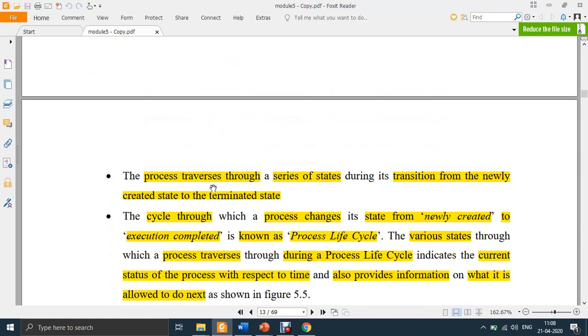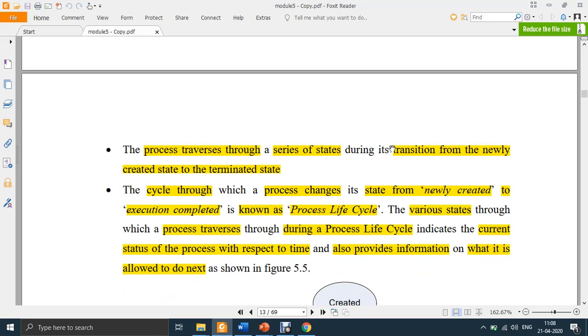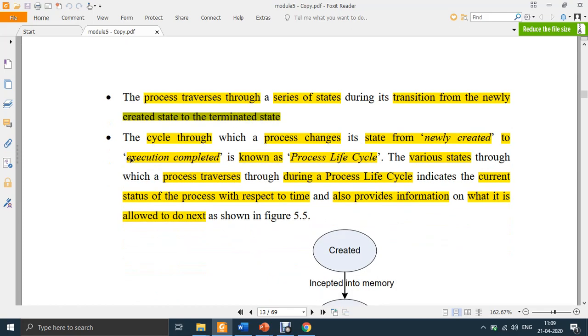So the process traverses through a series of state transitions. As I told, it can be order accepted, order processing, order packed, like that. During this transition from the newly created state to the terminated state, the first state will be the created state and the last state is the terminated state. As I told you, you have to map embedded concepts to real world examples, then only you can remember.